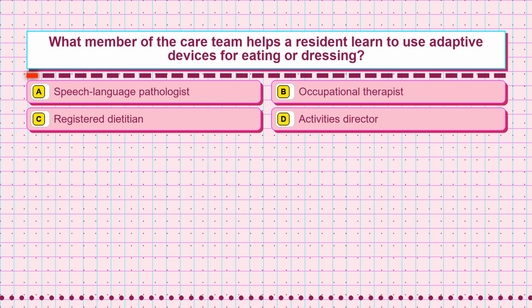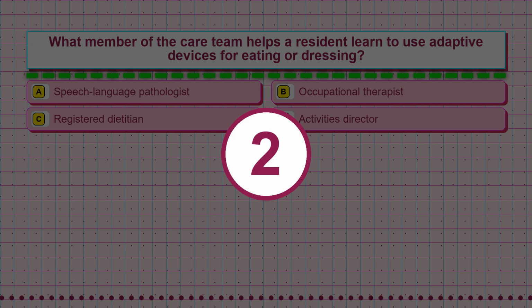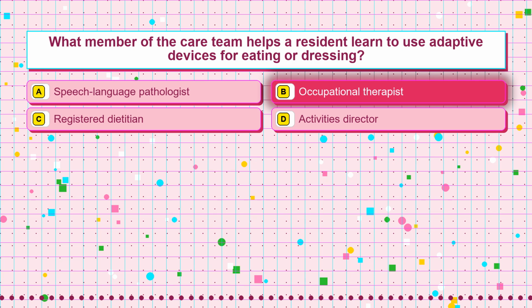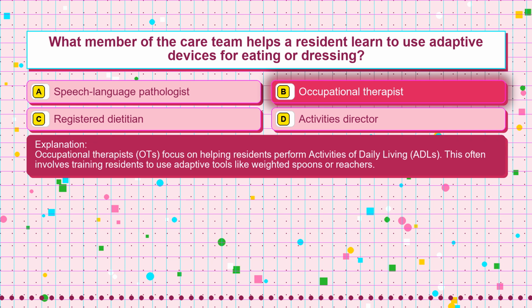Question 25. What member of the care team helps a resident learn to use adaptive devices for eating or dressing? Option A, a speech-language pathologist. Option B, occupational therapist. Option C, registered dietitian. Option D, activities director. The correct answer is option B, occupational therapist. Occupational therapists, OTs, focus on helping residents perform activities of daily living, ADLs. This often involves training residents to use adaptive tools like weighted spoons or reachers.